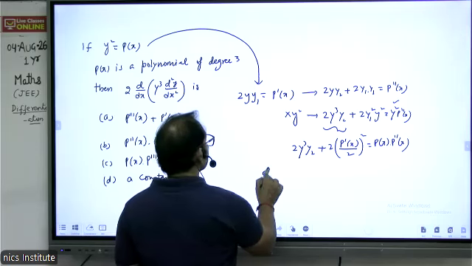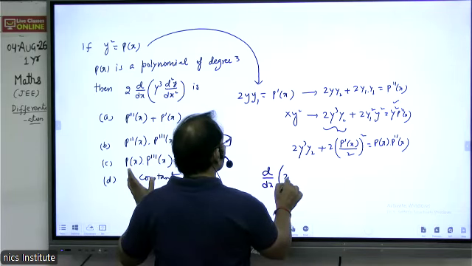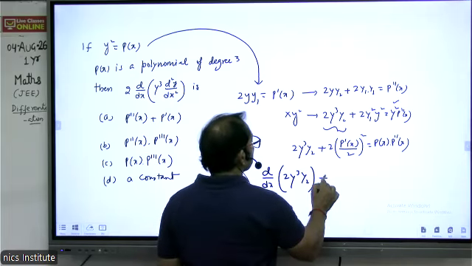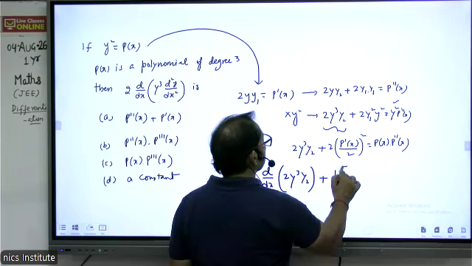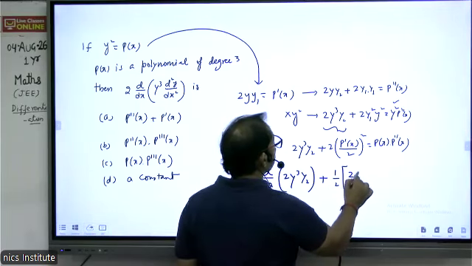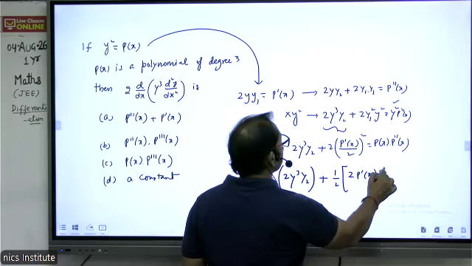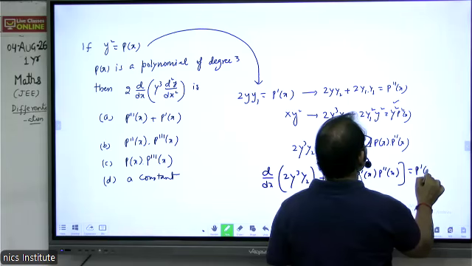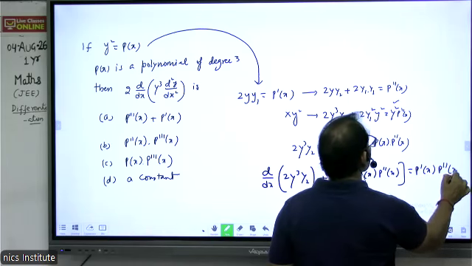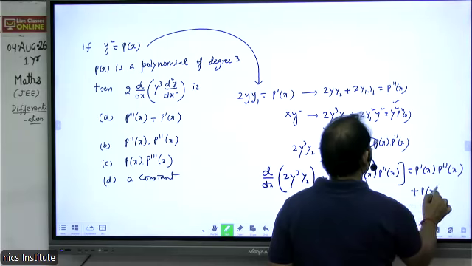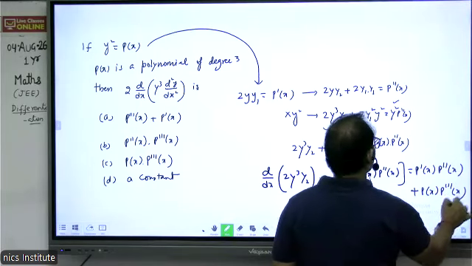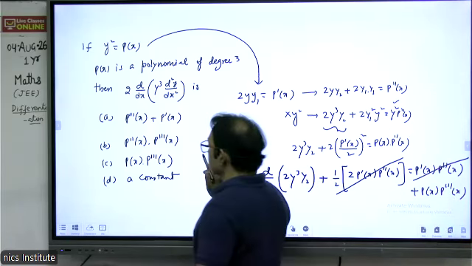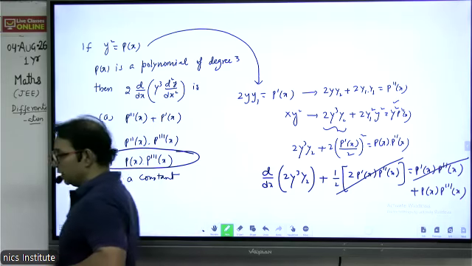If I differentiate this, it will be d by dx of 2y cube y2, which is your question. This is 1 by 2. I'll apply the chain rule over here. 2 p dash x, p double dash x. On the right side, I need to apply the product rule. P dash x, p double dash x, px, p triple dash x. This and this will cancel. The answer is C.